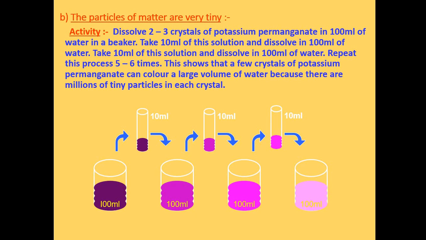In this experiment, the particles of potassium permanganate and those of water mix on their own without any external stirring. Since the particles of potassium permanganate and particles of water spread into each other and mix up on their own, it is concluded that they are moving or they are in motion. This movement of different particles among each other on their own is known as diffusion process.